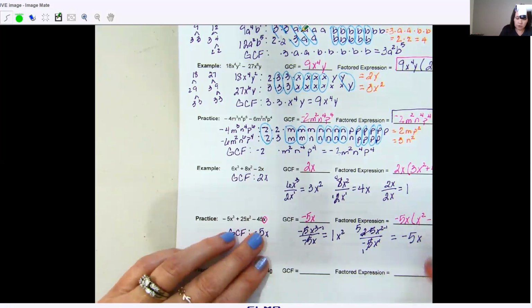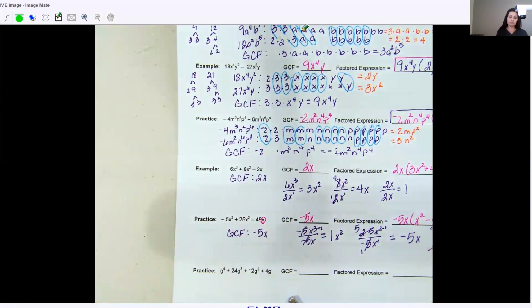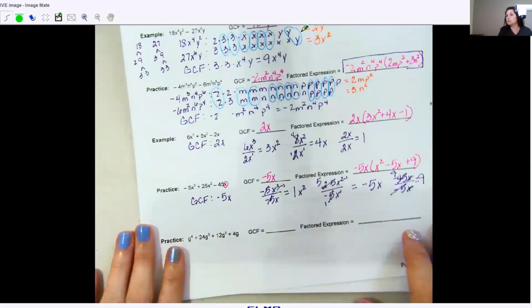And then my last term is -45x divided by -5x. That cancels out, this becomes a 9, and since it's divided by a negative, it's going to be a positive 9. And then my x's cancel out, so I'm just left with positive 9. Sorry, you guys didn't see that last part.